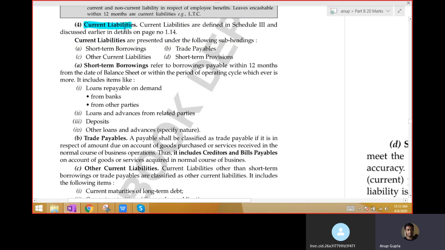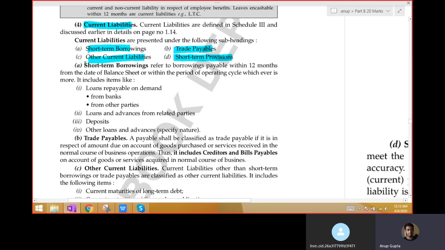Any liability that is likely to arise within the operating cycle or within 12 months is known as current liability. So any obligation that we have to pay within 12 months or within the operating cycle is known as current liability. However, current liability is divided into four headings, which are short-term borrowings, trade payables, other current liabilities, and short-term provisions. Okay, we'll discuss each of the items in detail.